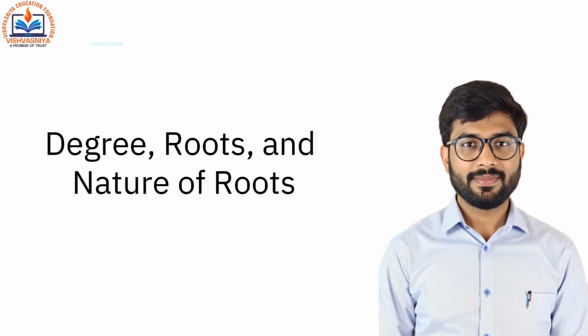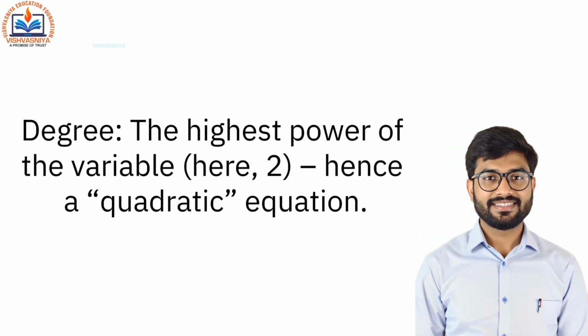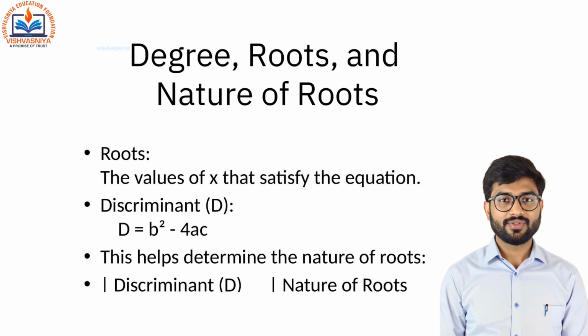Now let's talk about the degree, roots, and nature of the roots. The degree is the highest power of the variable, which is 2 for quadratic equations. Roots are the values of x that satisfy the equation. We use the discriminant D = b² - 4ac.